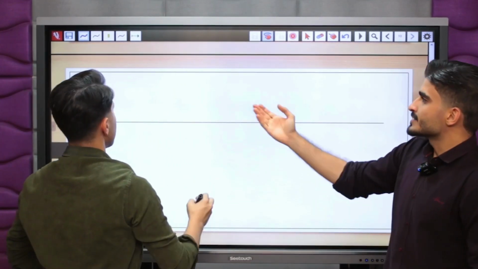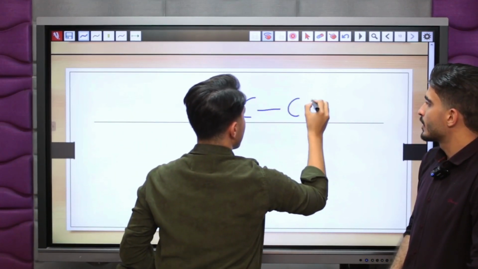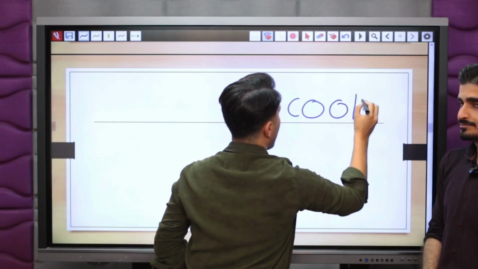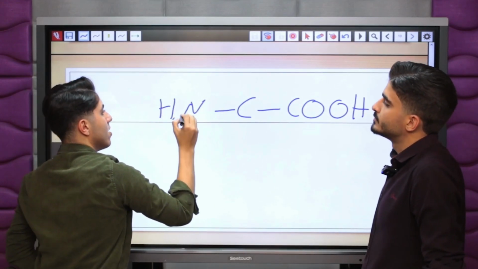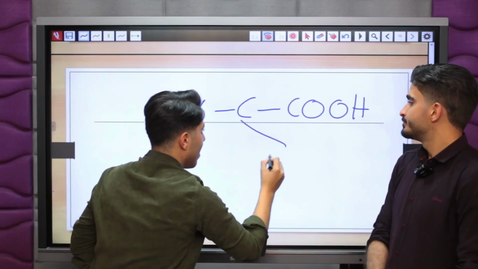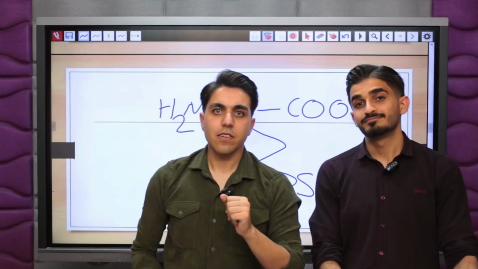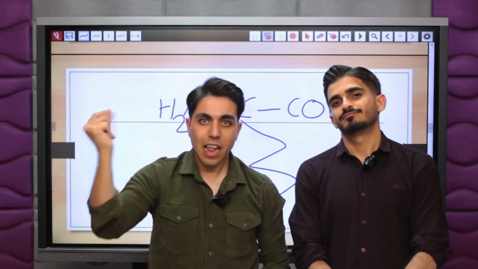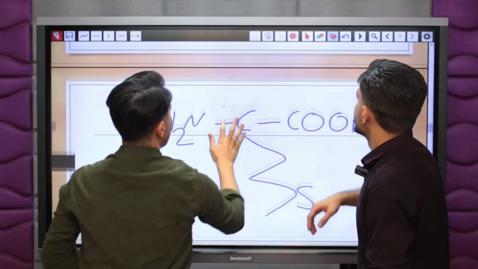Then draw the constant part. Yeah, it's carbon connected to carboxyl group, C double bond O, OH, attached to amino group NH2. In order to draw methionine, draw M, add sulfur here, finished. If you wanna draw all the structures as fast as the lightning, don't miss part 2. Now let's answer the question.